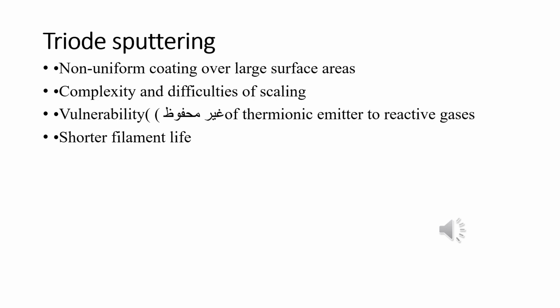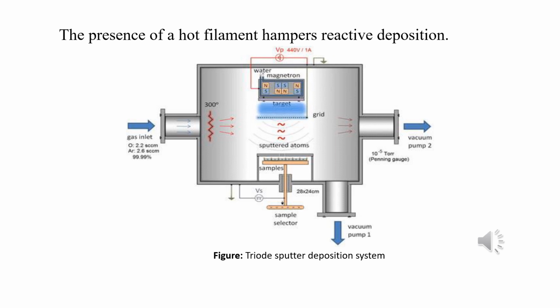I am going to discuss another type of sputtering, which is diode sputtering. Its limitations are non-uniform coating over large surface area, complexity and difficulty of scaling, vulnerability of the thermionic emitter to reactive gases, and shorter film life. And this is the diagram of the diode sputter deposition system, and it will be discussed in my next lecture later.